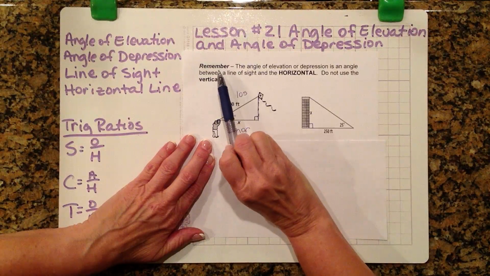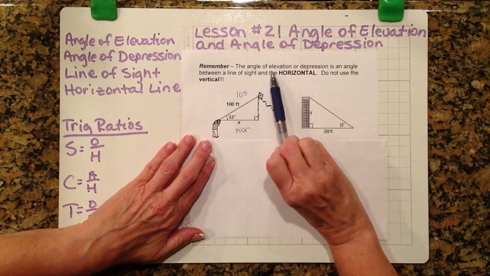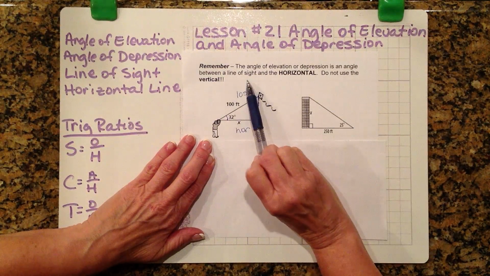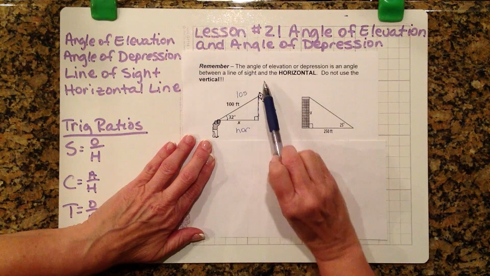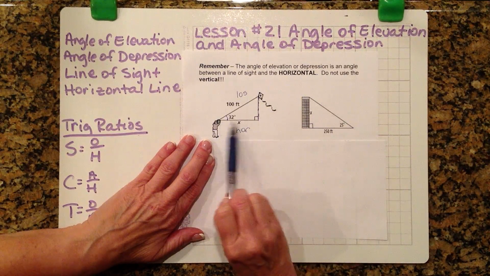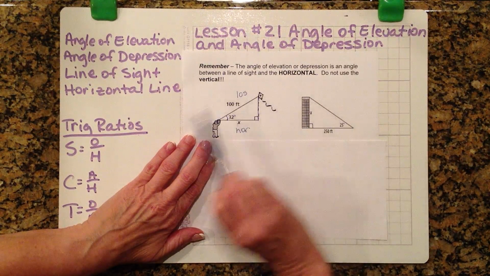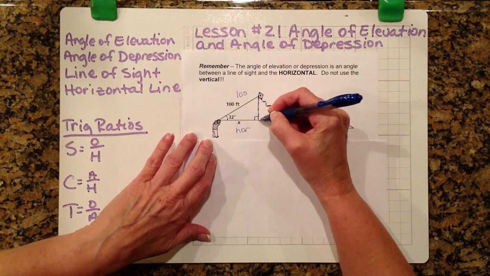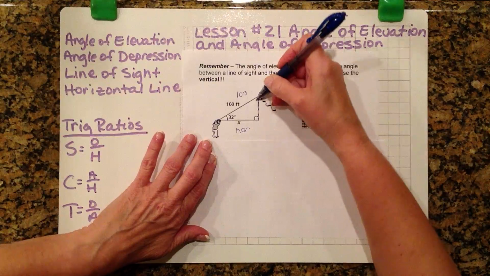Okay, let's read this, please. Remember, the angle of elevation or depression is an angle between the line of sight, which is right here, and the horizontal. This is the horizontal. Do not use the vertical. So we're not using this line right here to create our angle. You're not going to use this angle right there.